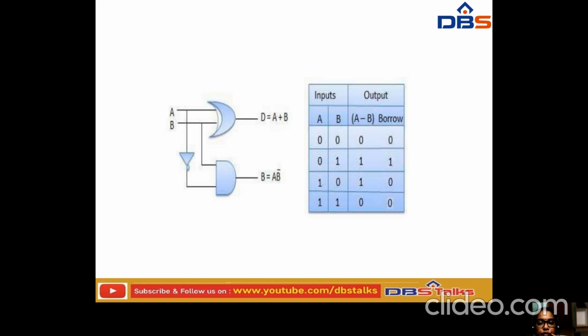So here, if you want to find the difference between 1 and 1, the difference is 0, and here also it is not having any borrow. So this is a truth table for that half subtractor. Okay, this is the combinational circuit for the half subtractor, and this is the truth table for the half subtractor.